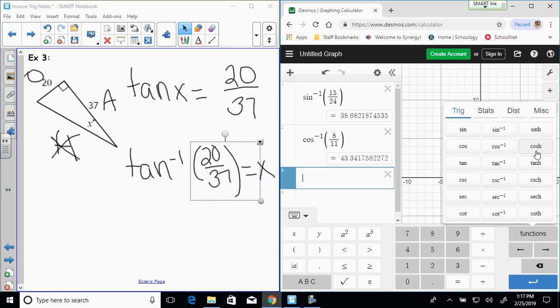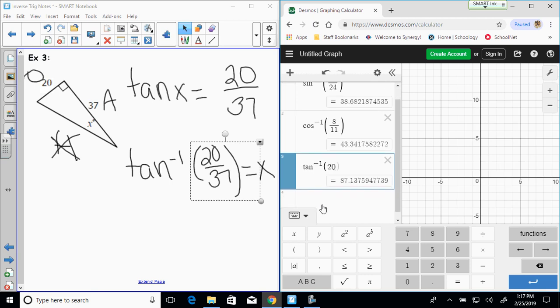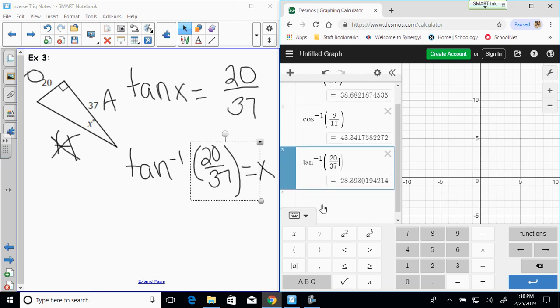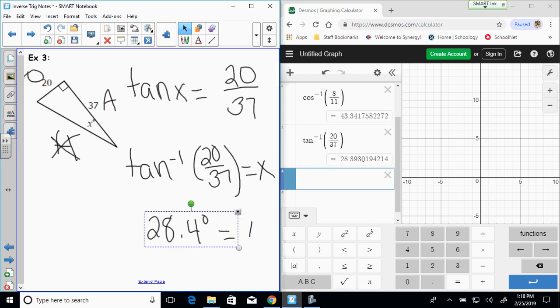We got our functions. So we got inverse of tangent. We're going to do 20 divided by 37, close the parentheses. And so now we know that angle should be about 28.4. So this should be 28.4 degrees is equal to x. So we know this angle here is about 28.4 degrees.